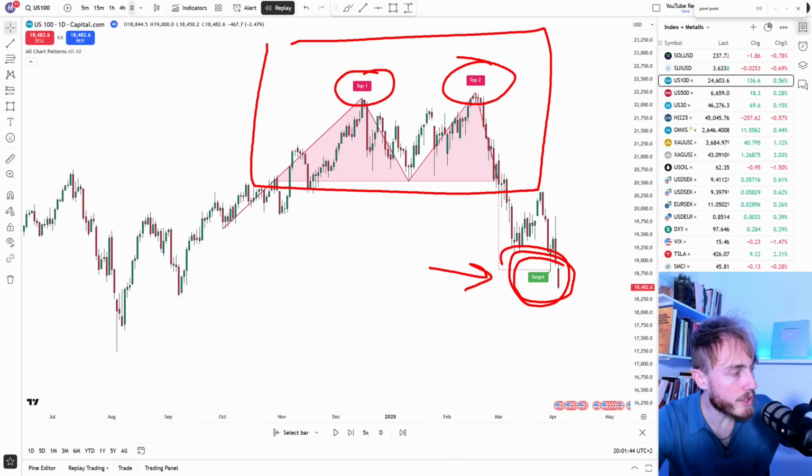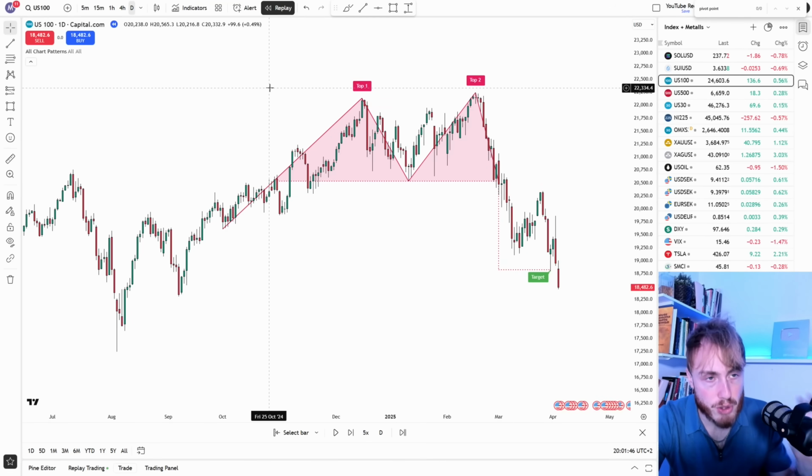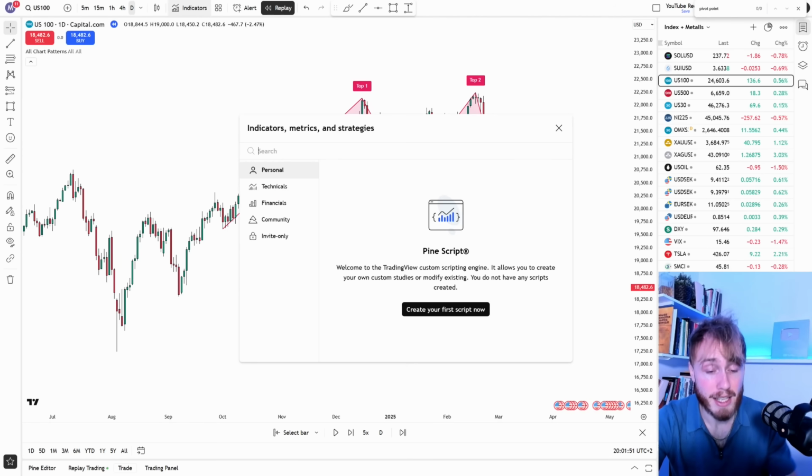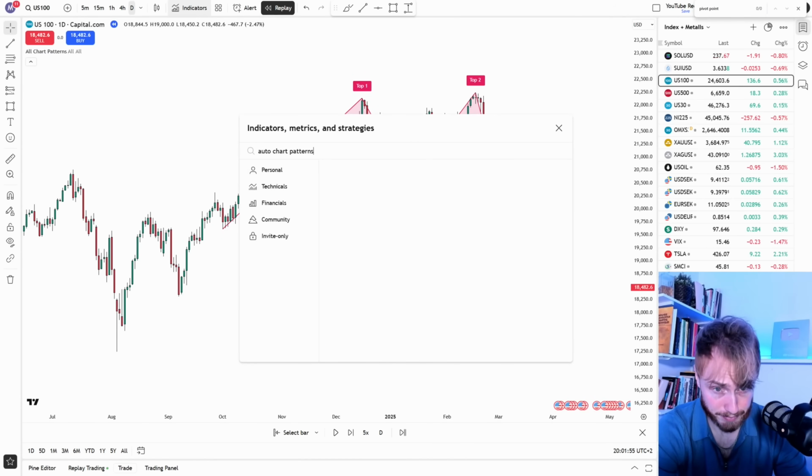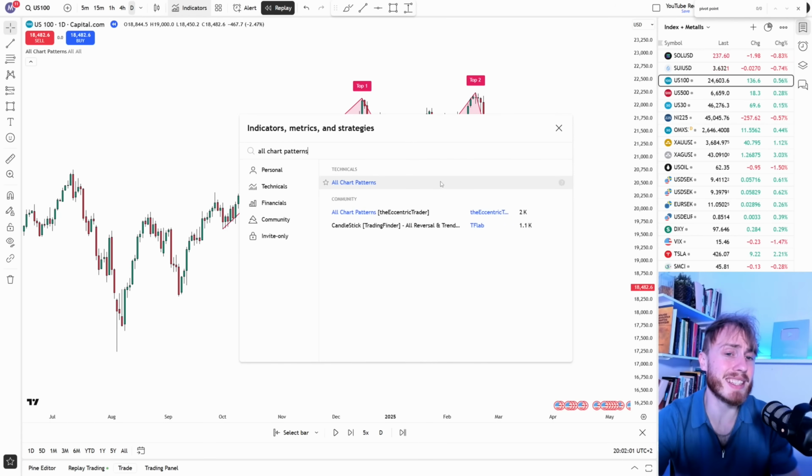But now, when it comes to finding this pattern in TradingView, this is very important. In order to find this pattern, you need to search for auto chart patterns, or maybe it's called all chart patterns. And I actually think that this indicator, at least for now, is only available for TradingView Premium.